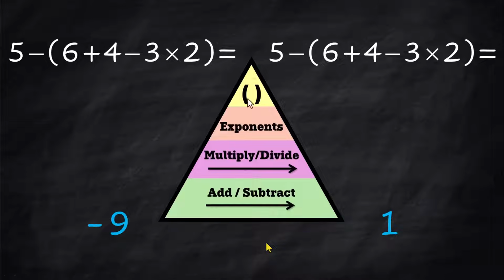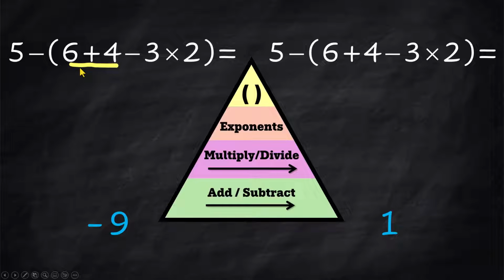You do everything that's inside of grouping symbols first. Then you do your exponents, and if you have square roots, that would be right here. Then you multiply and divide in order from left to right, and then you add and subtract in order from left to right. So let's look at the steps these people took.